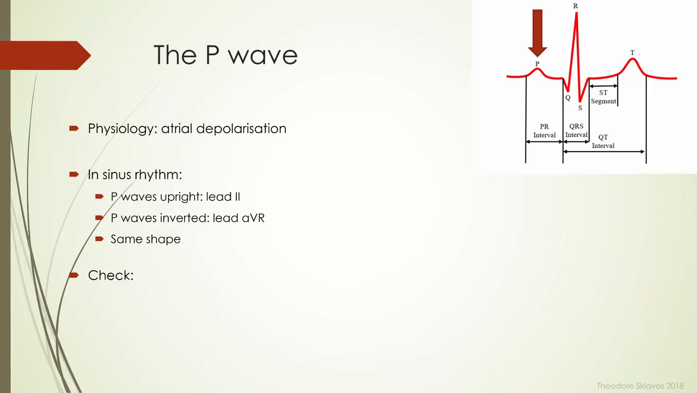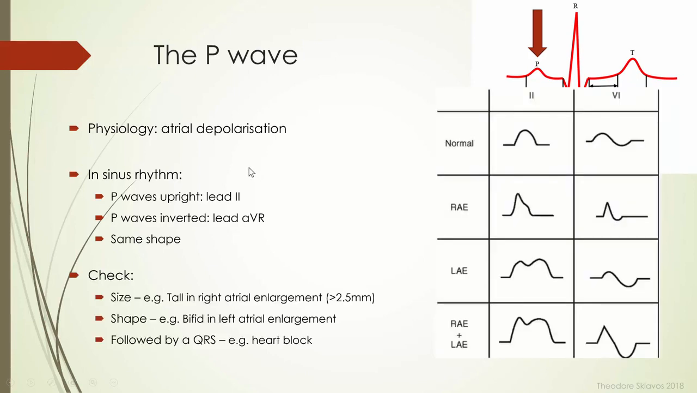A normal P wave, as we've discussed for sinus rhythm, should be upright in lead 2, it should be inverted in AVR, and within the same lead they should all be the same shape. There are some P wave abnormalities you should look out for, so for example, a tall P wave in right atrial enlargement, and that should make sense to you. Big atrium, we get a big P wave, and we usually quote 2.5 millimeters as the cutoff for a large P wave. There's also some shapes, so for example, the bifid P wave in left atrial enlargement, so an example of that here. And again, that should make sense.